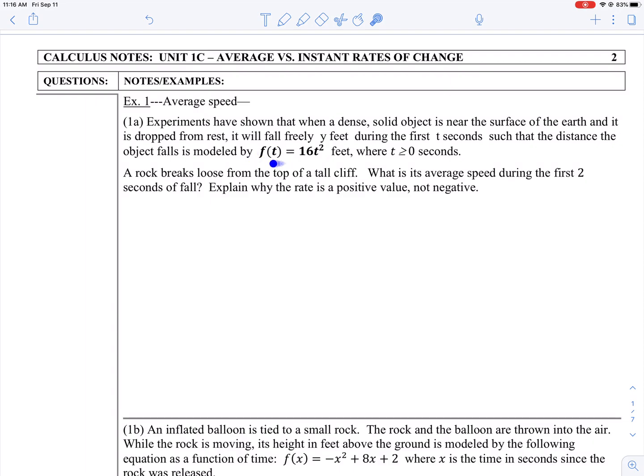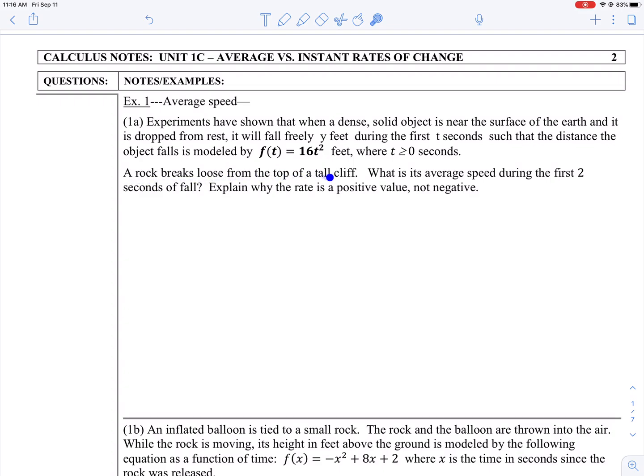Okay, so we're going to use function notation. This is the distance the object falls, modeled by this, right? So that is an amount that it fell. That is not a location per se. That is not a speed. That is an amount that the object fell.